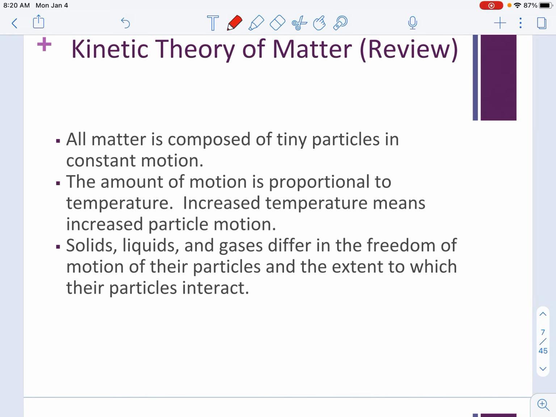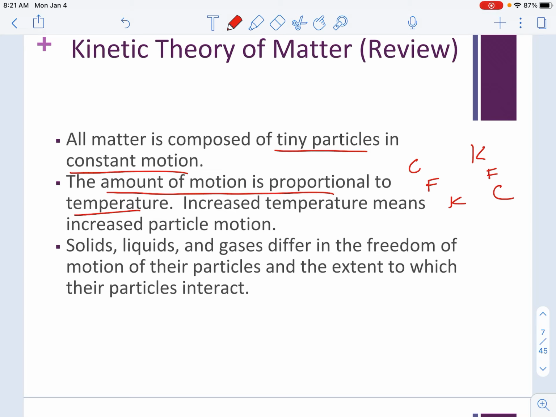Yesterday we talked about how all matter is composed of tiny particles, and we've known that these particles are atoms, and they're in constant motion. The amount of motion is proportional to the temperature, and remember we measured temperature in Celsius, Fahrenheit, and Kelvin. Excellent. So increased temperature means increased particle motion. The more the particles are moving, the more temperature it has.